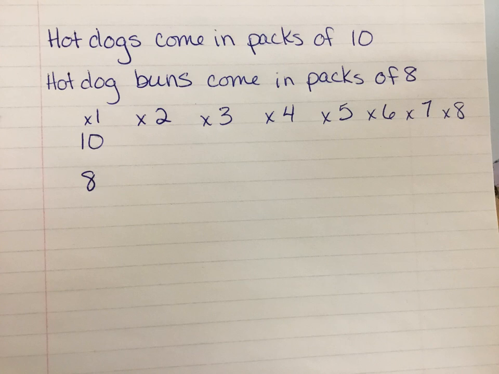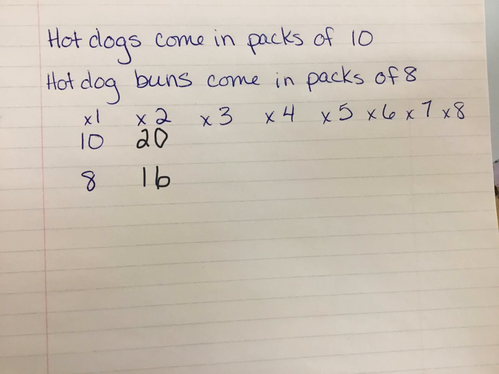I'm going to move along here and try timesing things by 2. If I take the hot dogs and I times them by 2, I'm going to get 20 hot dogs. But if I times the buns by 2, I only get 16, and we're left with lots of hot dogs without buns. So then I'm going to move on to the 3.